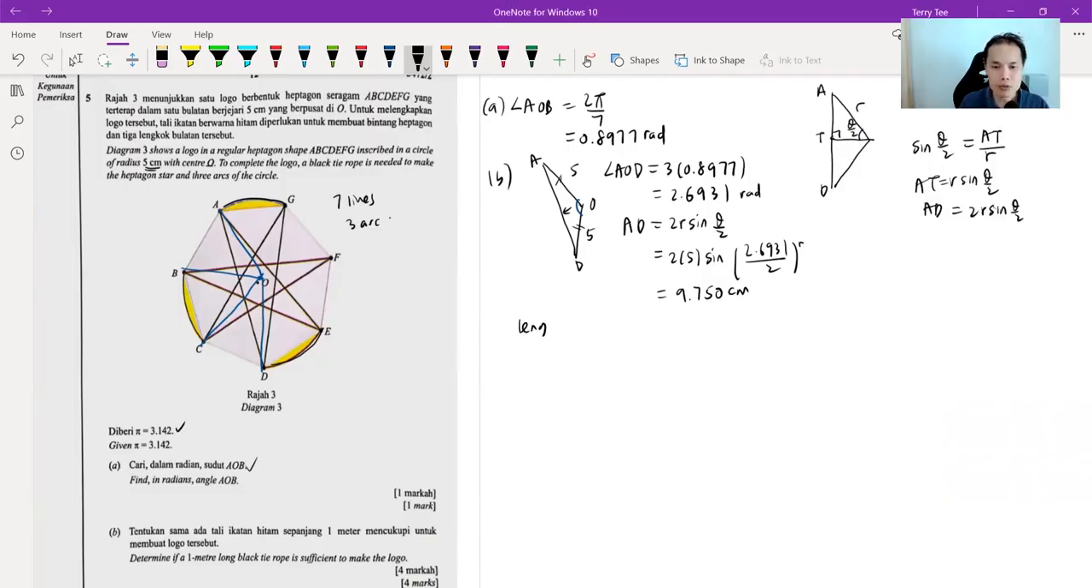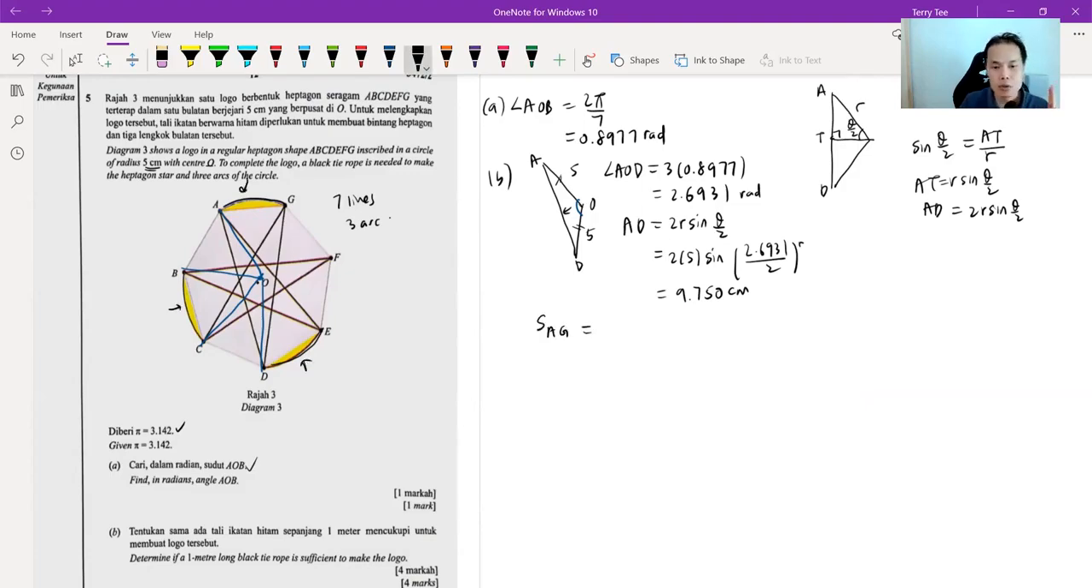The length of the rope, as I said earlier, is 7 times of this length. Sorry, I still need to do one thing. I need to find the length of arc AG. Yeah, AG or BG. Okay, let me do one by one. Slowly. I find the length of arc AG because I still need to add 3 parts of this.